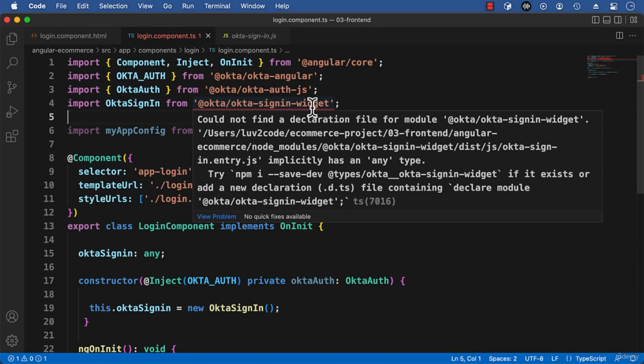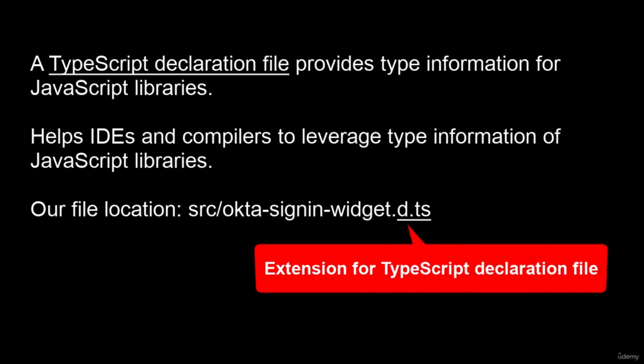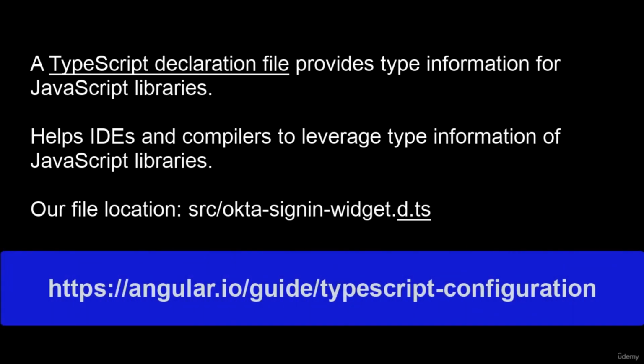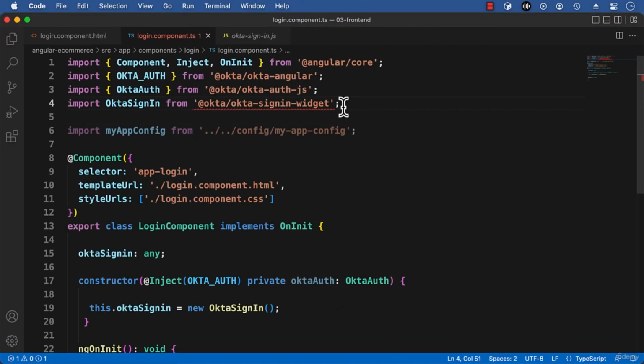So let's just switch gears for a bit and find out about TypeScript declaration files. So a TypeScript declaration file provides type information for JavaScript libraries. It helps IDEs and compilers to leverage type information of JavaScript libraries. Now what we'll need to do is create a new file, and our file location will be in source/Okta sign-in widget.d.ts. So that's the extension for TypeScript declaration files. And if you'd like more information on TypeScript declaration files, use the URL that I have here on the screen. Alrighty, so let's go ahead and swing back into our IDE and let's make this update.